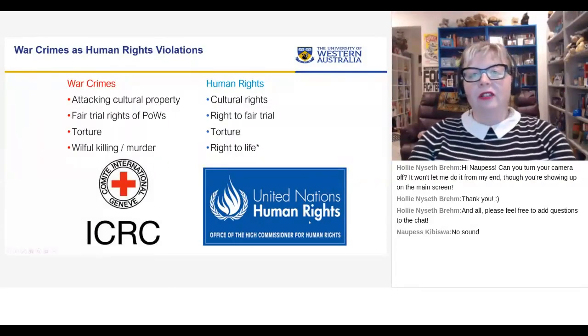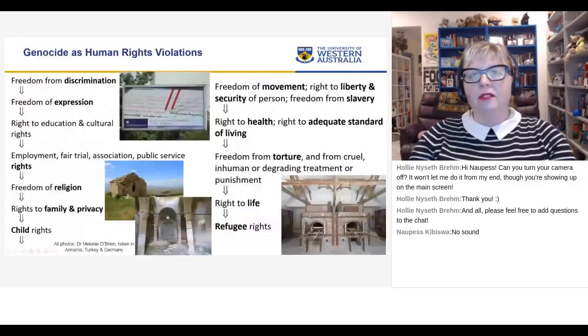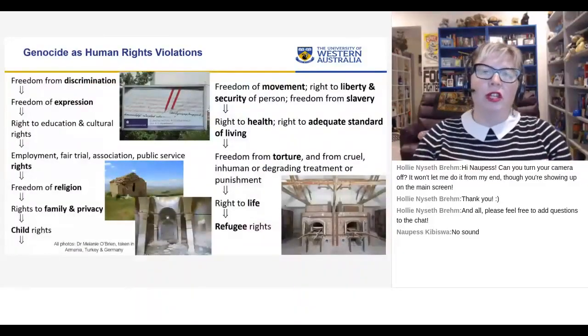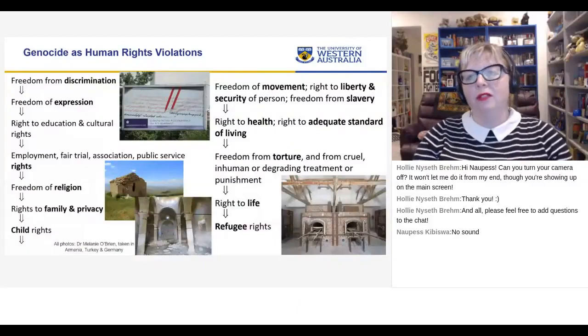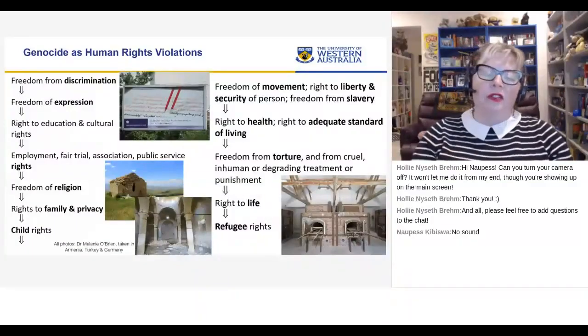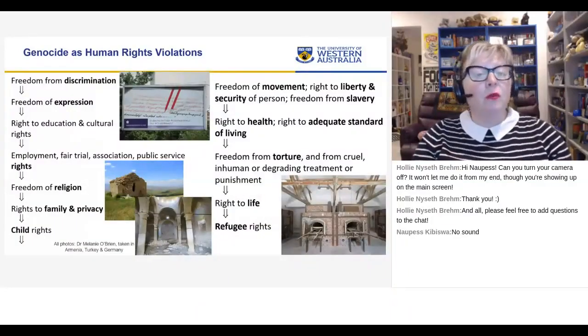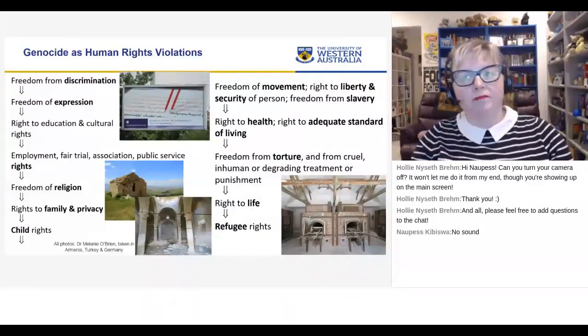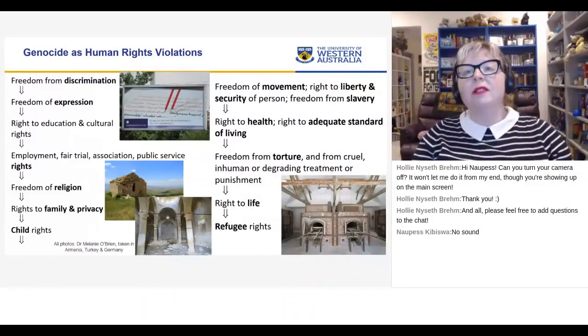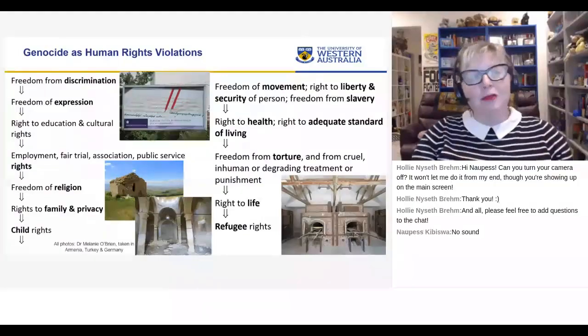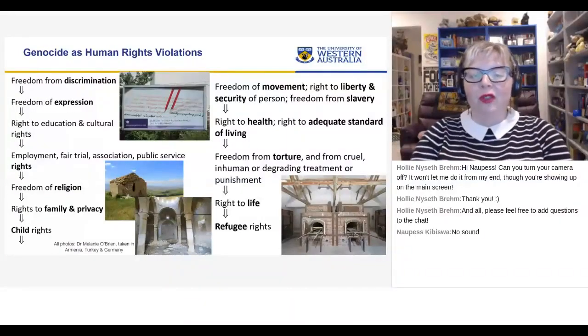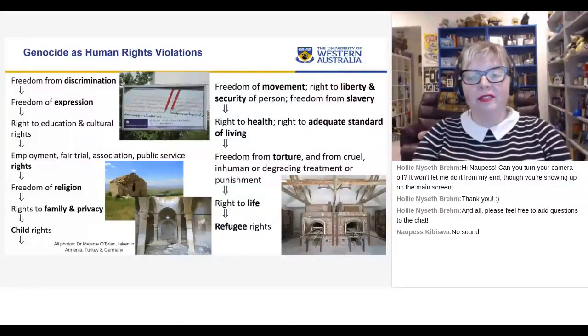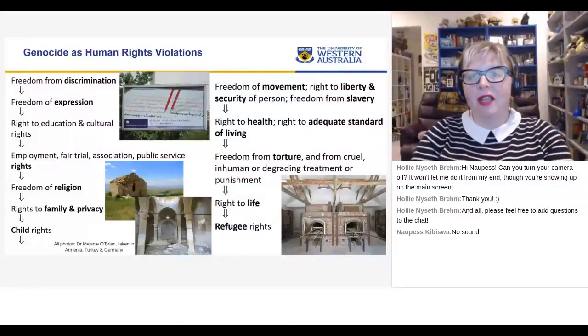Let's now have a look at genocide and human rights. Now, genocide prevention has evolved separately from the human rights system. Indeed, the Genocide Convention does not actually fit within the international human rights system. The international human rights system began at the same time as the Genocide Convention with the Universal Declaration of Human Rights, and it continued with other treaties such as those I listed on my first slide.